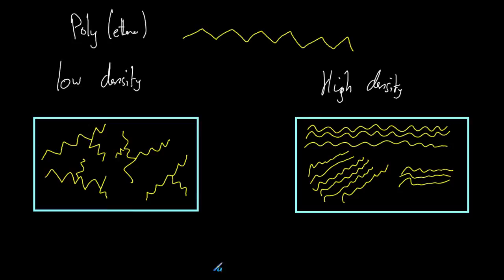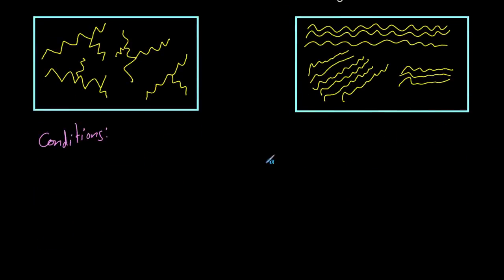Okay, and the reason we form these two separate types of polyethylene is basically the reaction conditions. So the conditions to form low-density polyethylene are high pressure. So we put it under immensely high pressure.